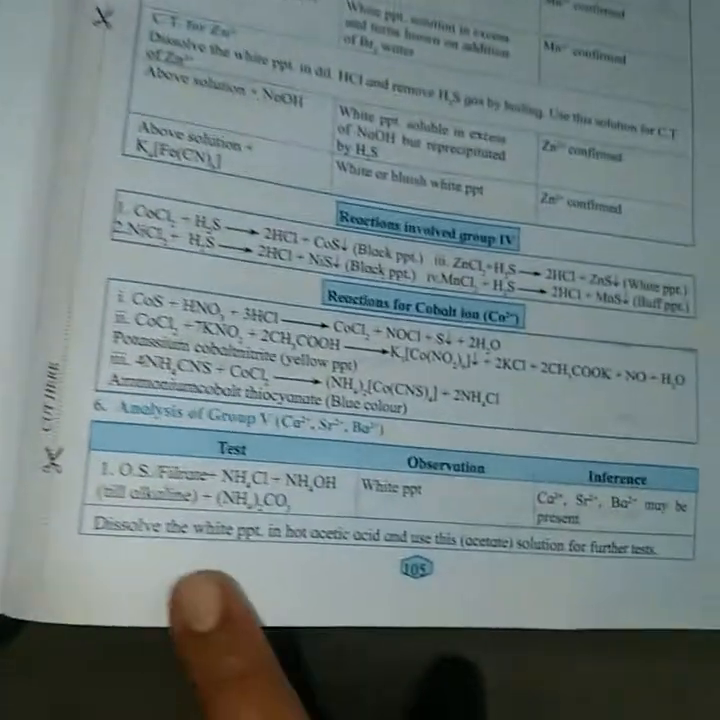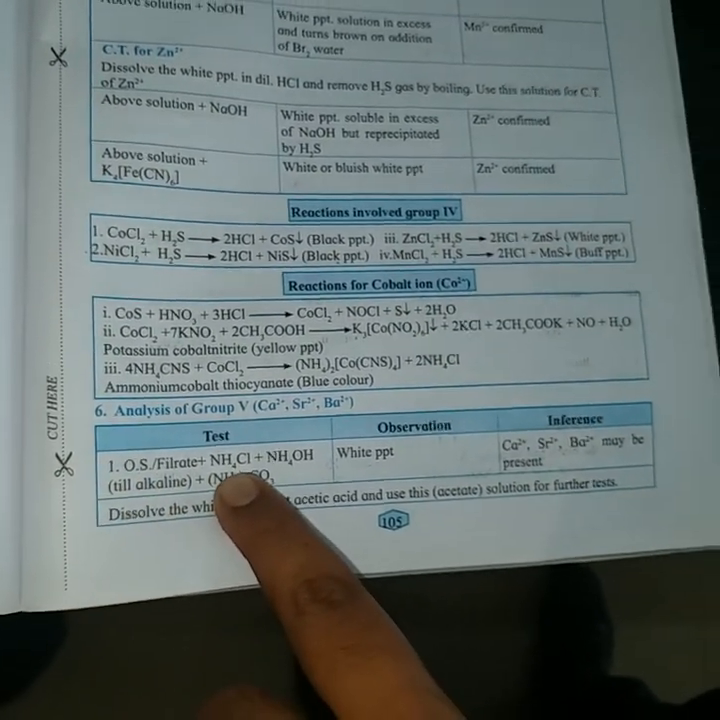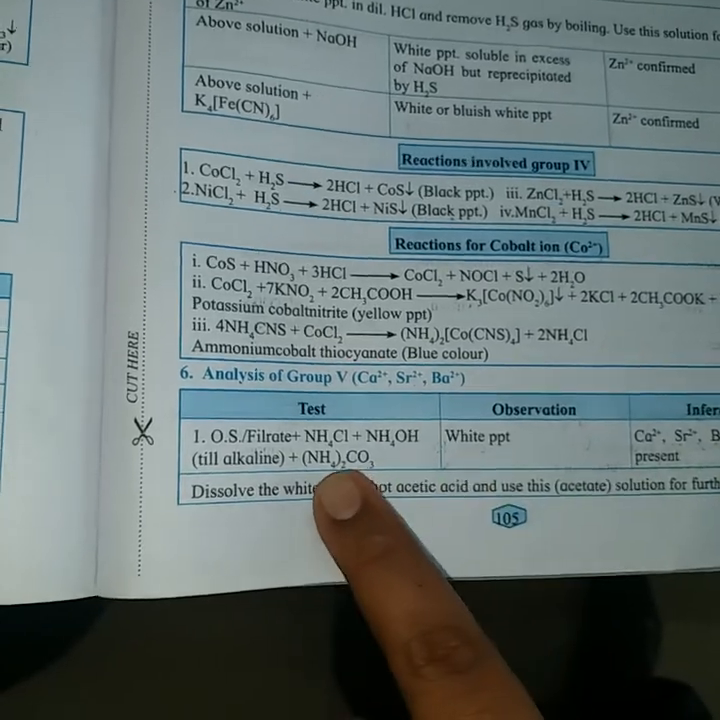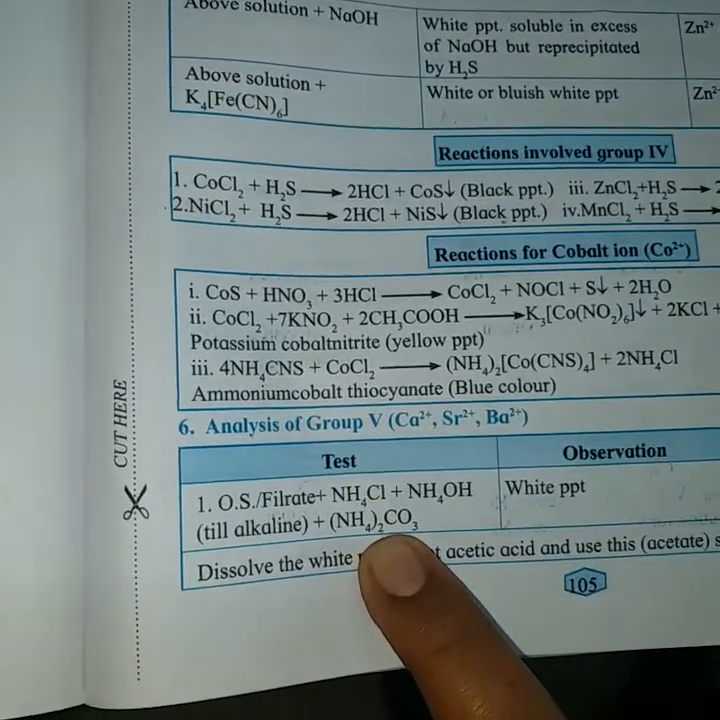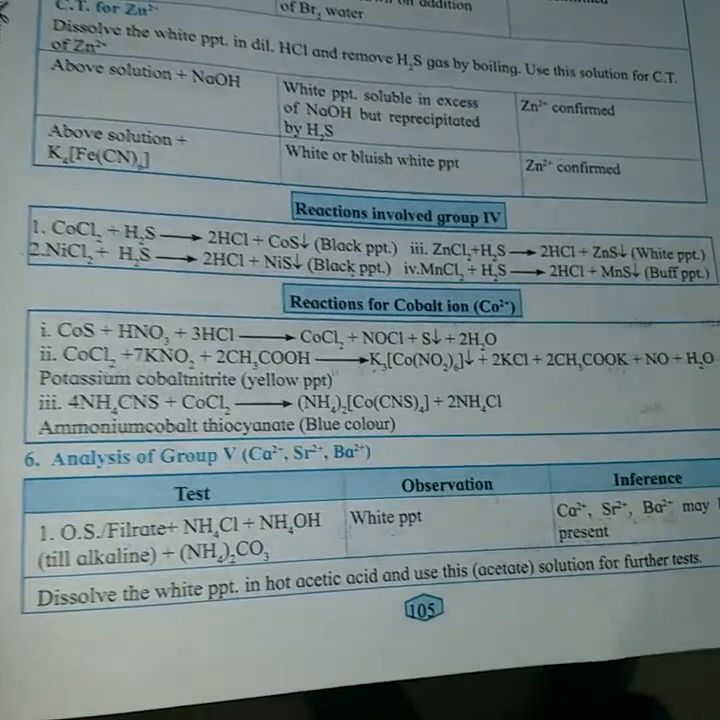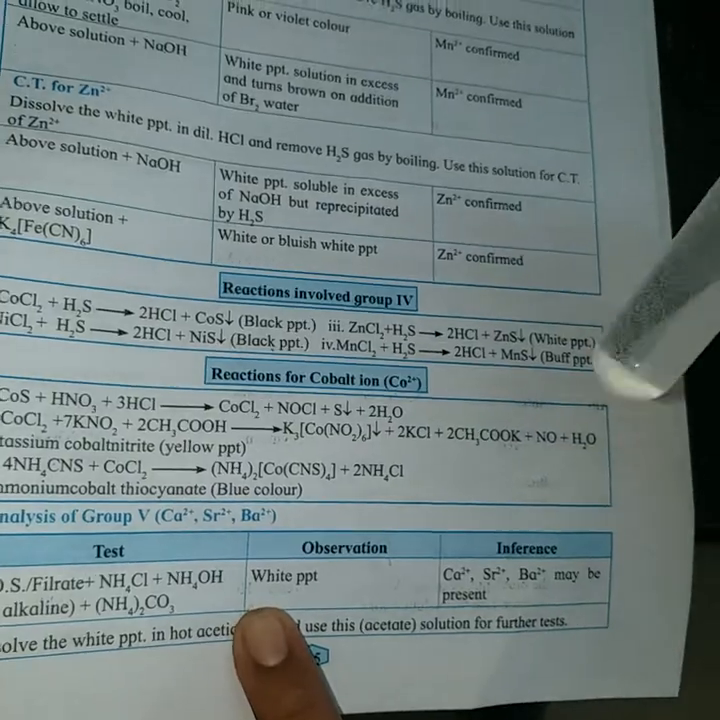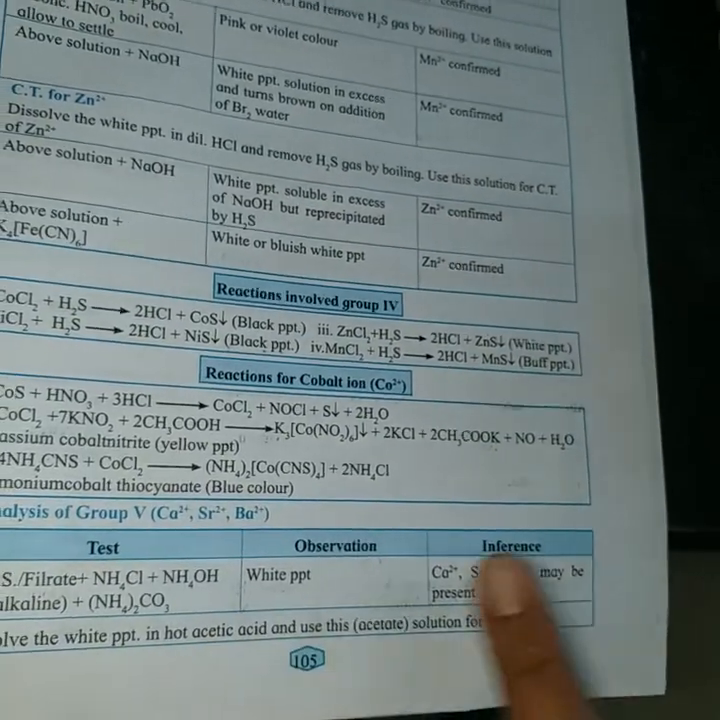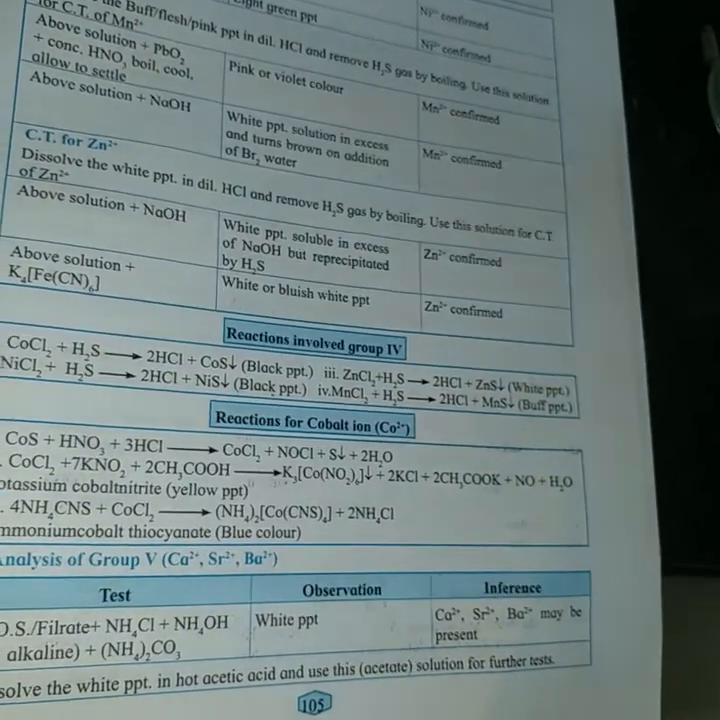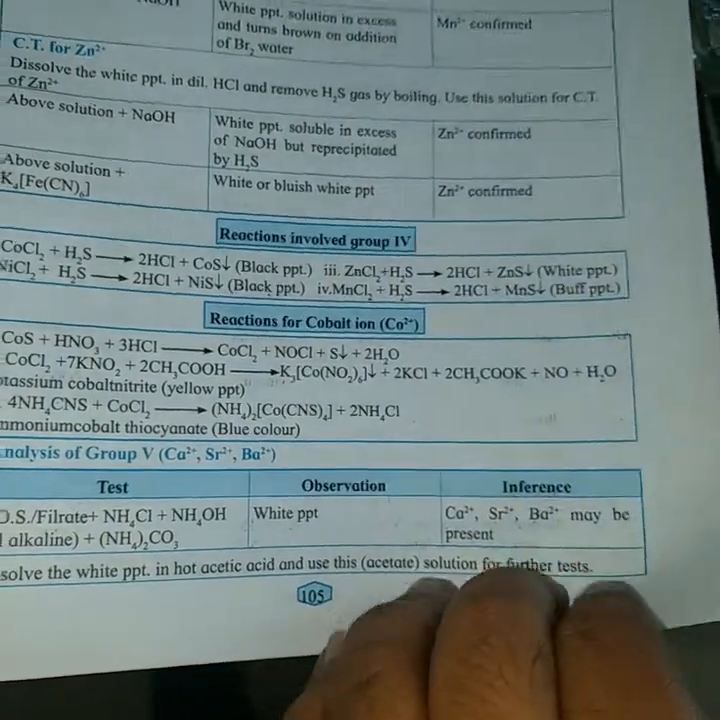The same thing: the OS plus ammonium chloride, ammonium hydroxide and (NH4)2CO3, ammonium carbonate, you are going to put, and we got the precipitate. That is the same thing which I have shown just now. So you can see a little precipitate at the bottom here. So no need to perform this again. This is the same test that we did in the group.